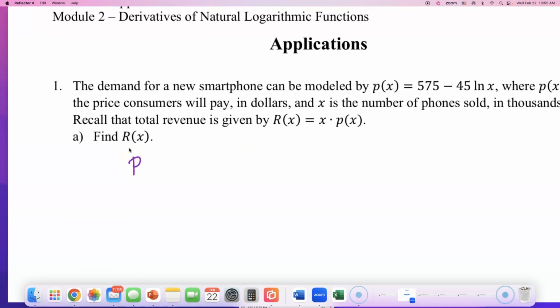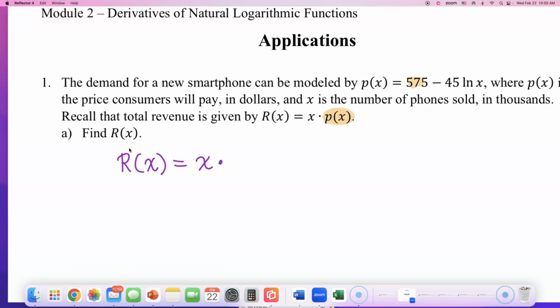So R of x is x times P of x, right? So where's that price function? Right here, okay? So I'll say x times 575 minus 45 natural log of x. All right.